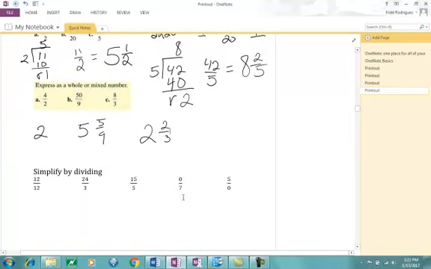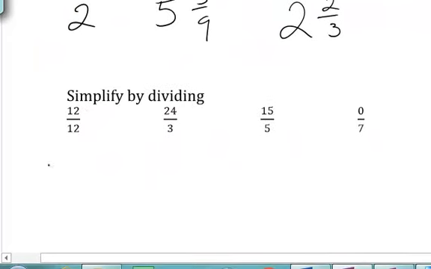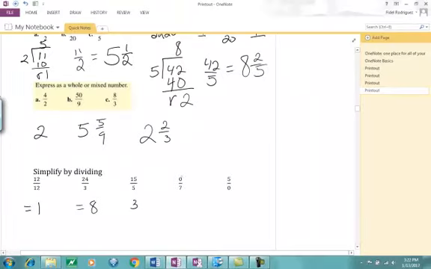Now, the last part that I have here is just to simplify it by dividing. So 12 divided by 12 should just give me 1. 3 goes into 24 8 times. 5 goes into 15 3 times. 7 goes into 0 0 times. And if you recall from the section before, 5 divided by 0 is what we call undefined.